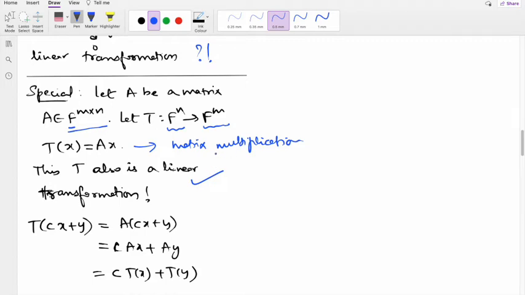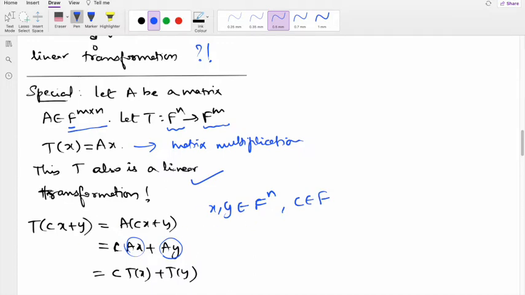Now this is a much easier proof. You can see T(cx + y), where x, y belong to F^n, and c is some scalar in the field F. So this by definition becomes A(cx + y). Now we know that matrix multiplication as such is distributive in some sense. So you get c times Ax plus Ay, and Ax is basically your T(x), Ay is T(y). Hence this holds true. Therefore T is a linear transformation.